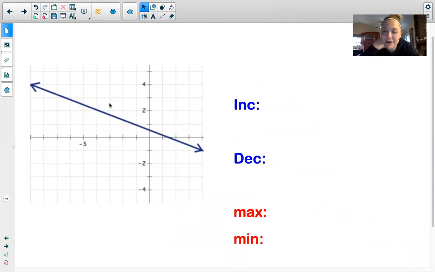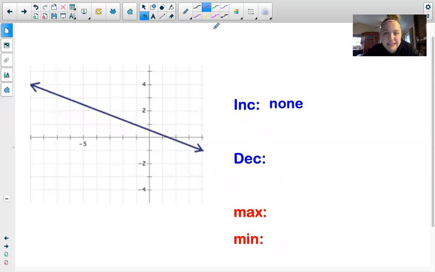Welcome back. Okay, so where is this graph increasing? If I start at the left, is there anywhere on this graph that goes uphill? No, there's not. There's no increasing section, none. Sometimes in math we use a symbol. I think the symbol is technically called the empty set, but it's a circle with a dash through it. If you want to say none in math, that's one way to do it.